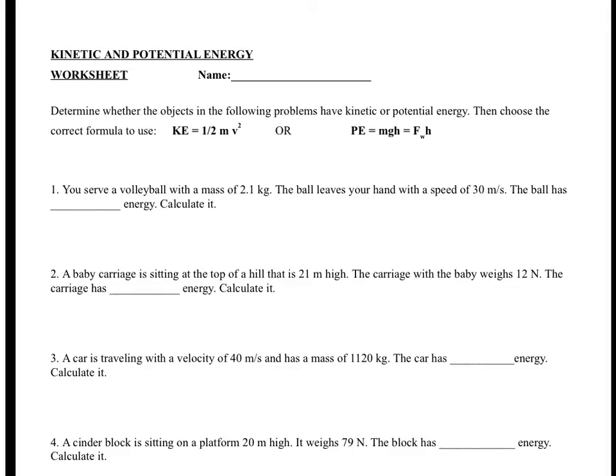You serve a volleyball with a mass of 2.1 kilograms. The ball leaves your hand with a speed of 30 meters per second. The ball has kinetic energy, and then it says to calculate it. Since the ball is moving, it will have kinetic energy, and then you need to determine how much. So we're going to use the formula for kinetic energy, 1/2 mv squared, and it's just going to be a matter of plugging in. Anywhere you see kilograms, that is your mass. Anywhere you see meters per second, that is your velocity.